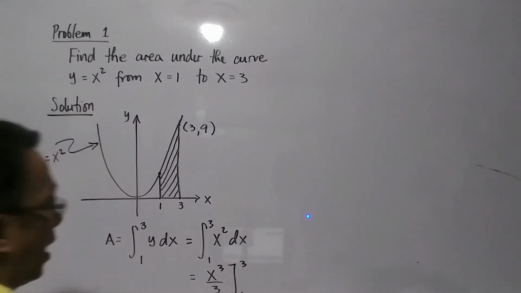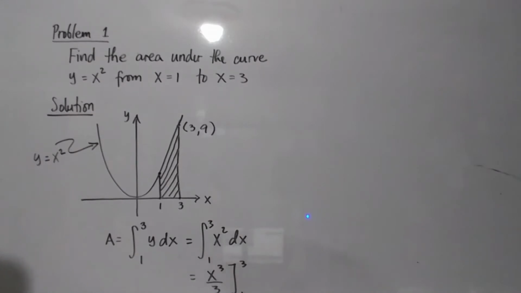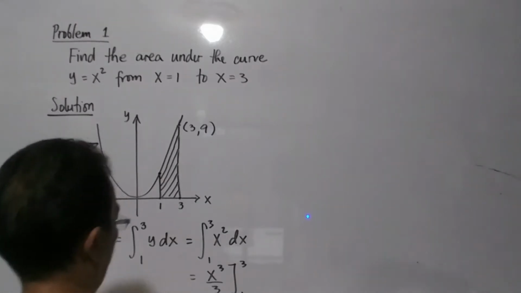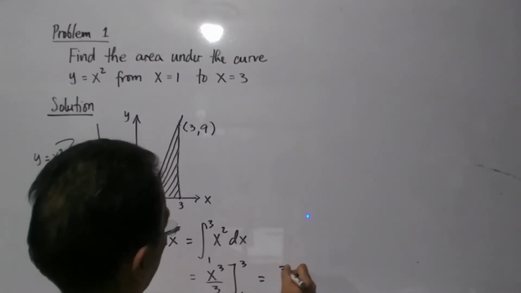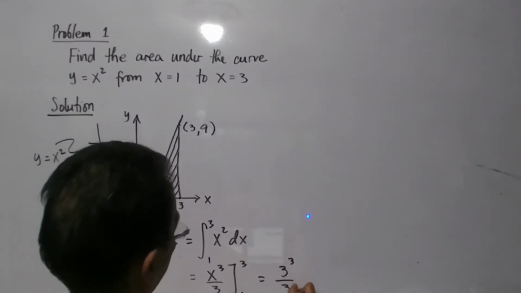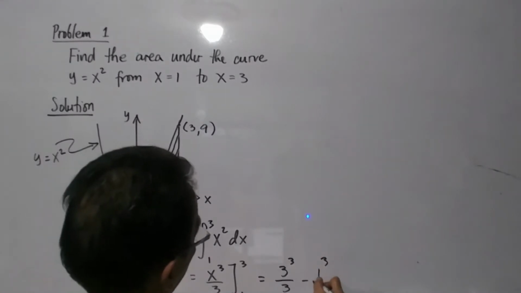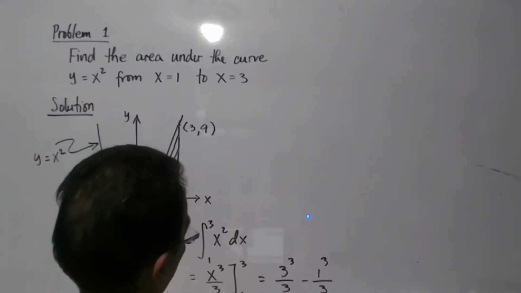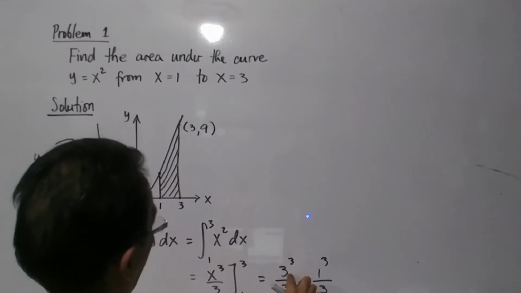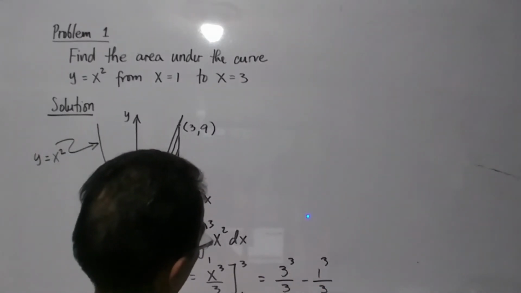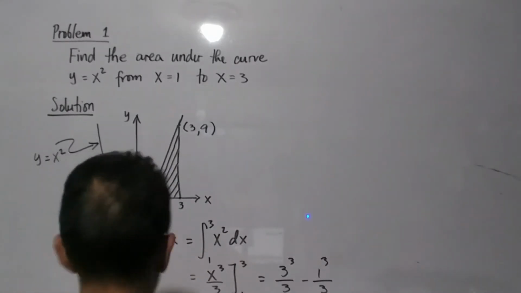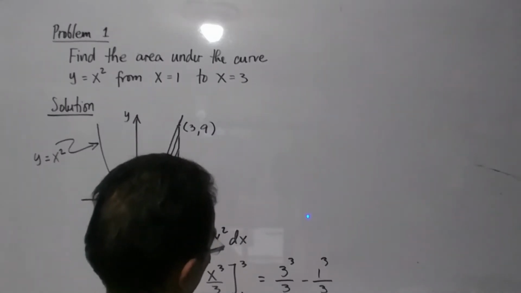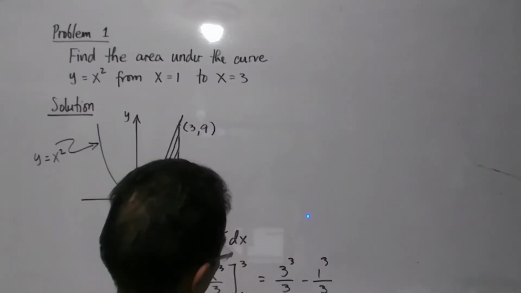So substitute the upper and lower limits. So we have now 3 cubed over 3 minus 1 cubed over 3. Or we have 3 times 3, 9 times 3, 27 over 3 minus 1/3. Or we have 26 over 3.